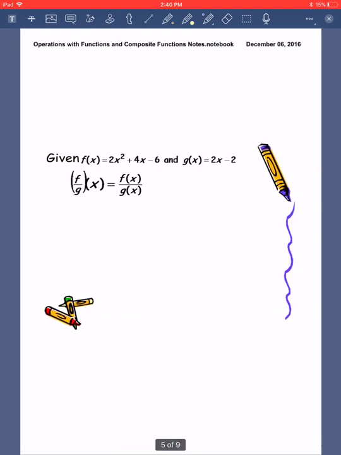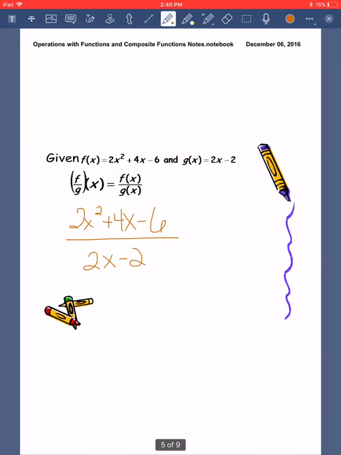And lastly, division. You're just going to write one over the other and then see if you can simplify. So f of x is on top. So 2x squared plus 4x minus 6 over g of x is on bottom, so 2x minus 2. And there are times that you can leave it completely the way it is right now. If it doesn't factor or do anything else, you can leave it the way it looks. However, I'm always going to see if I can factor first.